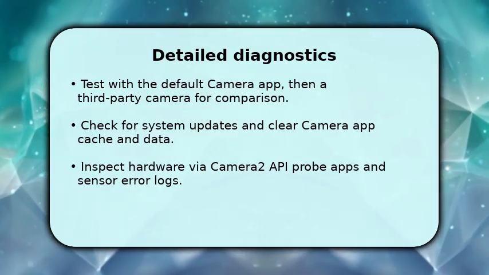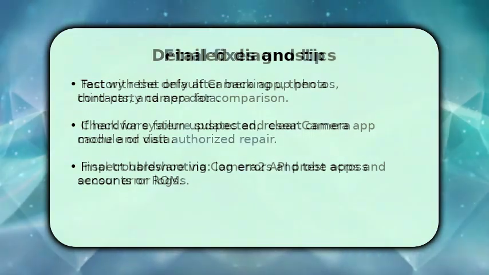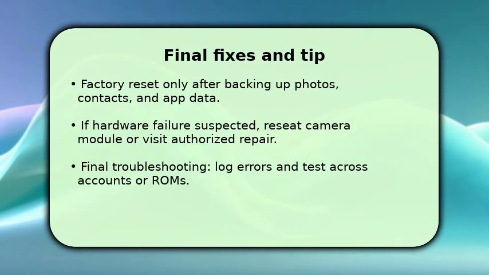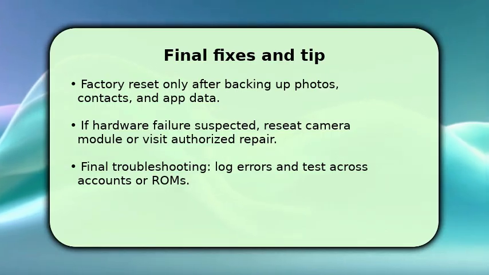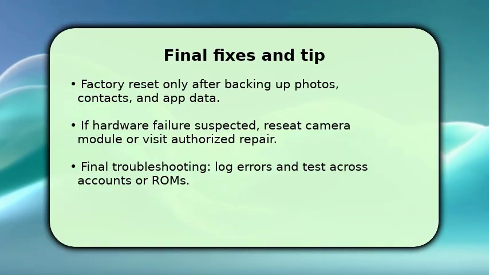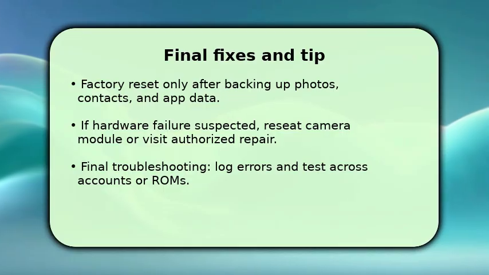To finish, back up everything and perform a factory reset if software causes remain unresolved. This restores system integrity. If diagnostics point to hardware, persistent sensor errors, or no sensor detected, power down, and if you're comfortable, reseat the camera module or seek an authorized repair to replace the module.